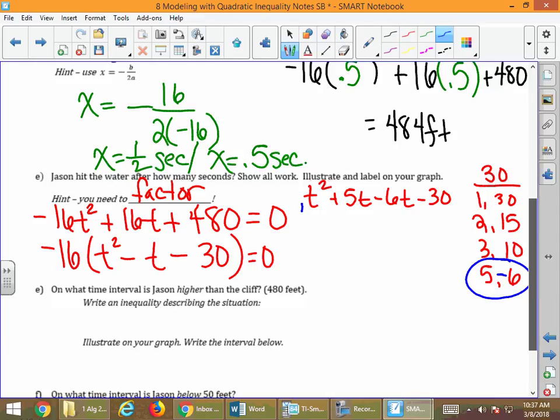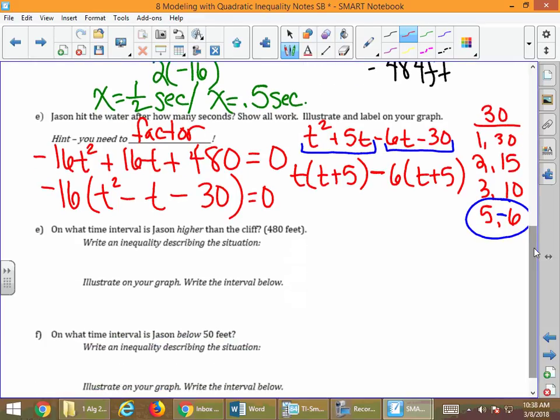And as we group, I know there's a negative 16 out in front, and I'm purposely ignoring it. But this is t times t plus 5. Watch out, because there's a minus here. And it's going to be t plus 5. Negative 6t divided by negative 6 is positive t. Negative 30 divided by negative 6 is positive 5. And we get t plus 5. And we get t minus 6.